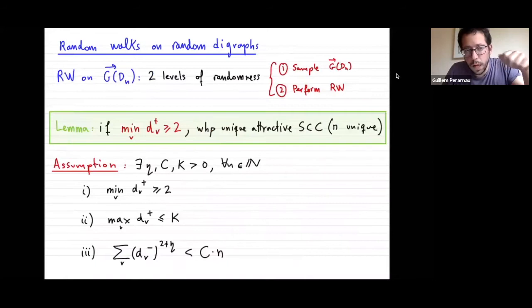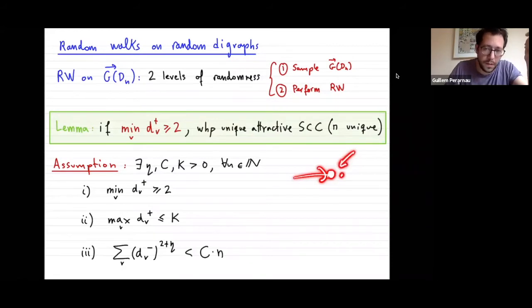So this minimum degree at least 2 is essentially also necessary. Why is that? Because if you have minimum degree 1 or even 0, let's think about the case of having vertices of degree 0. If you go to a vertex that has out degree 0, maybe you can reach this vertex, but you cannot continue. So the stationary distribution will be supported only on this vertex, and this is not very interesting. So it's kind of a normal assumption.